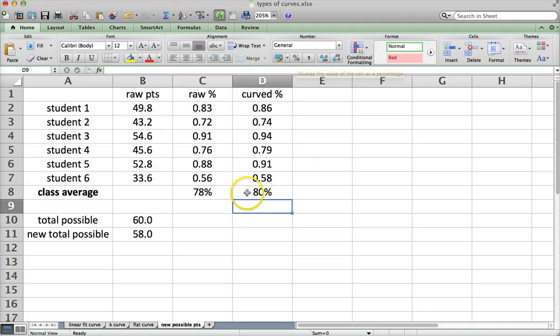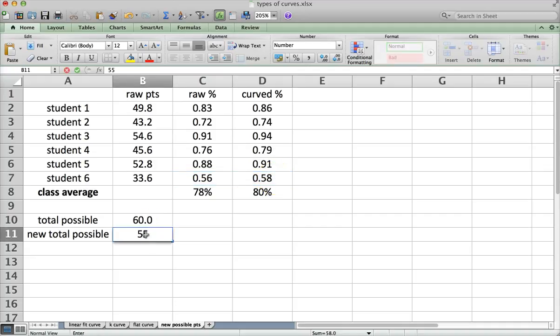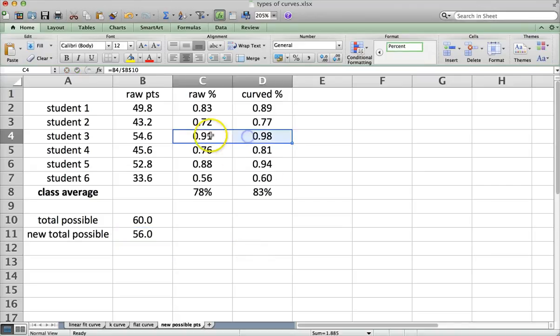But look at this. Look at what happened. The person who got a 91, I'm adding 3% to her score. But the person who got a 56, I'm only adding 2% to her score. And if I make this more drastic, if I divide by like 56 or 55, then now the person who had a 91, I've added 7 points. But this kid down here, I'm only adding 4 points. So this is really not a curve I use because it kind of does the opposite of what I intend for a curve to do.